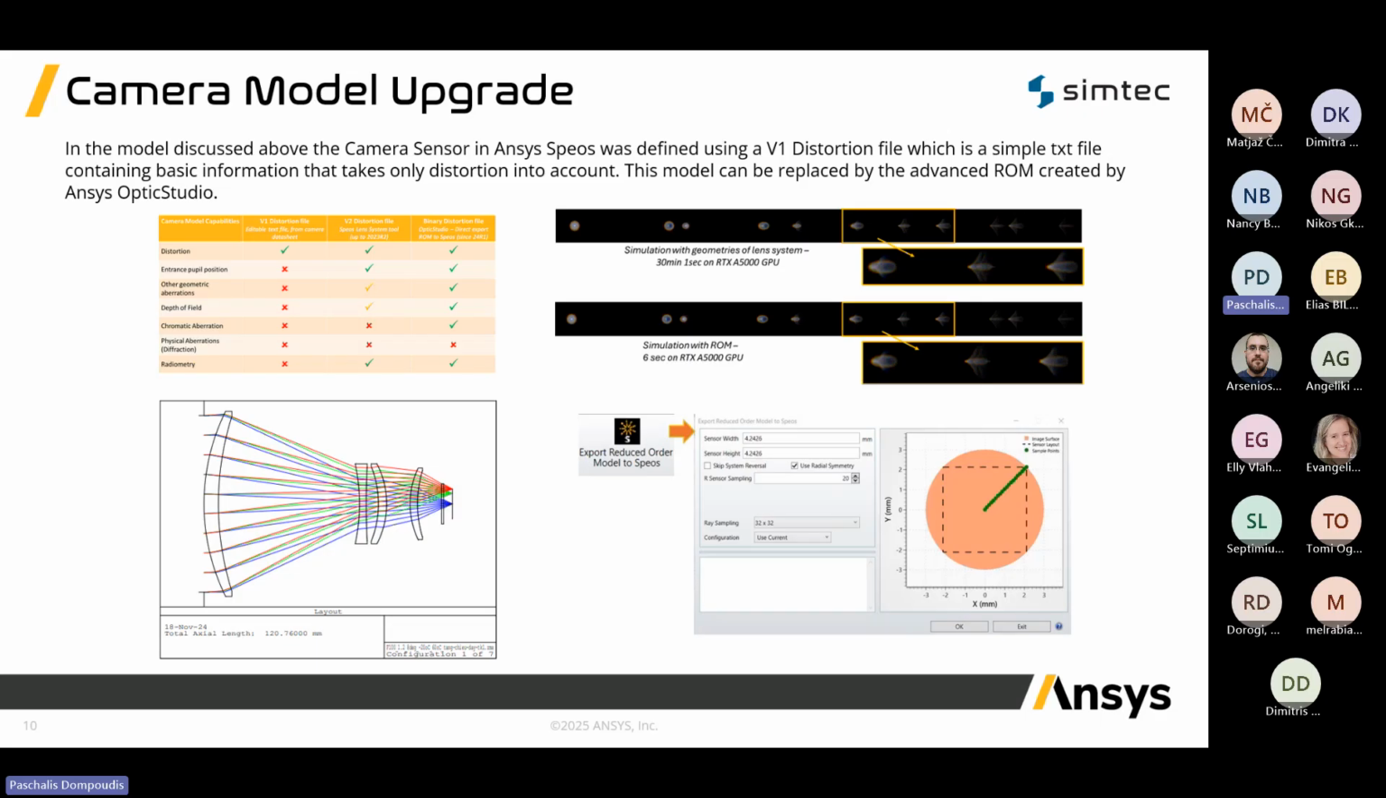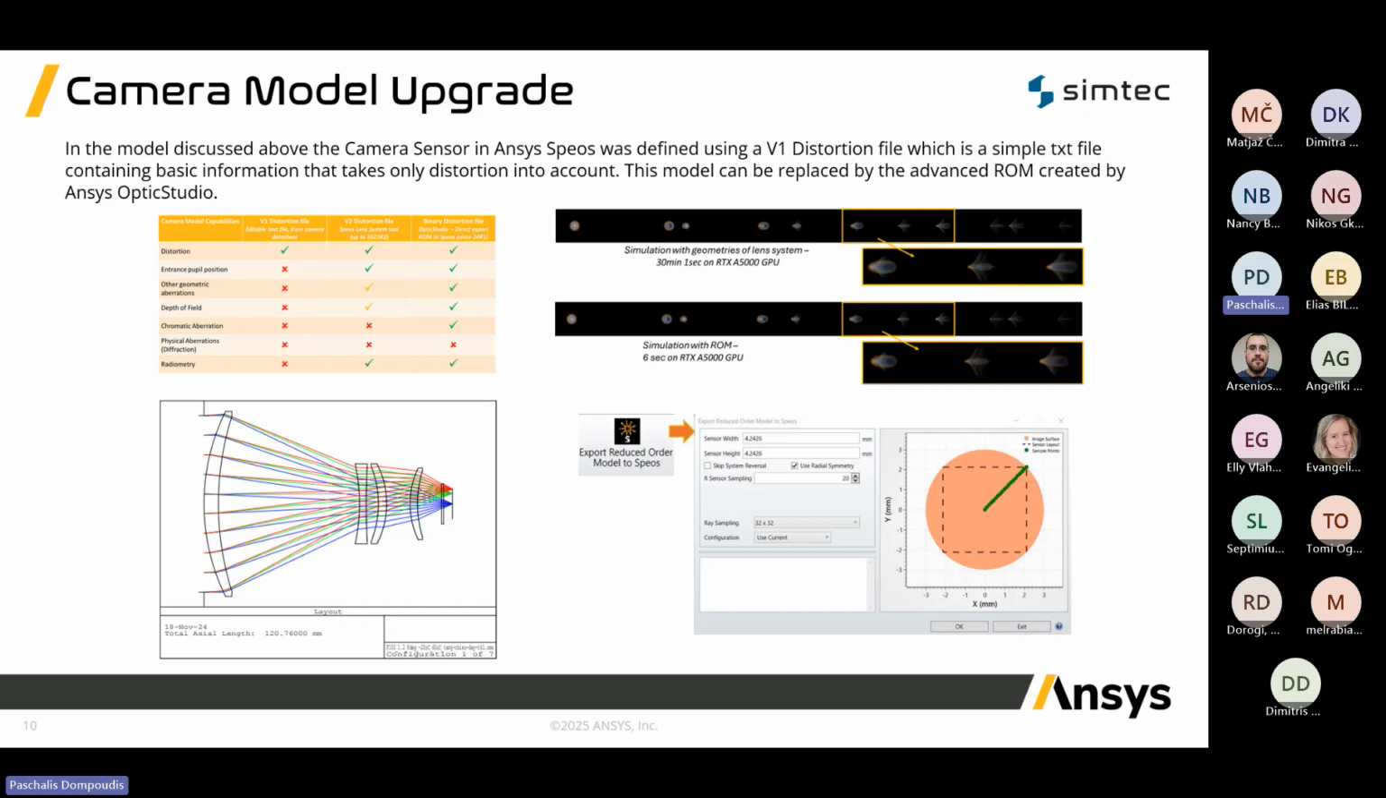The initial simulation used a very basic model, as you can see in the table at the top left, the version 1 distortion file. This model only captures simple distortion. To improve this, we can use a reduced order model that is generated from a lens design in Ansys Optics Studio. This ROM will be far more realistic, and it can capture critical effects like geometric and chromatic aberrations, among other things.